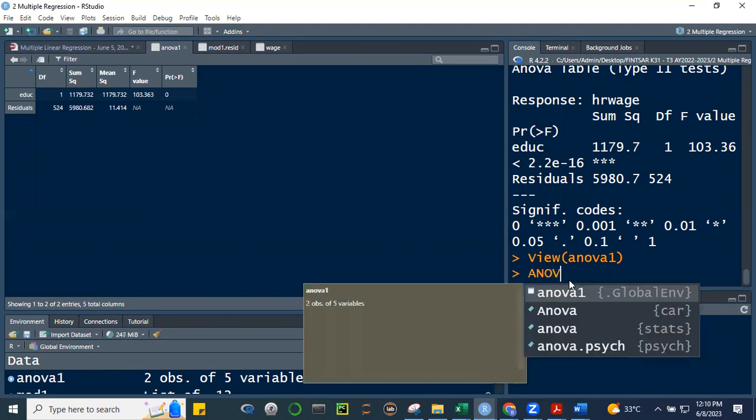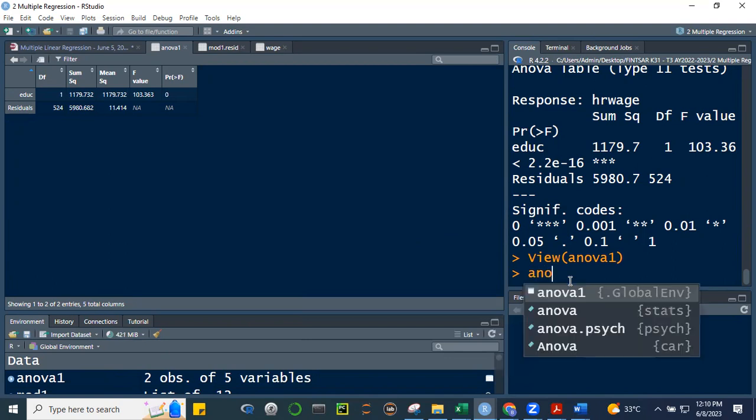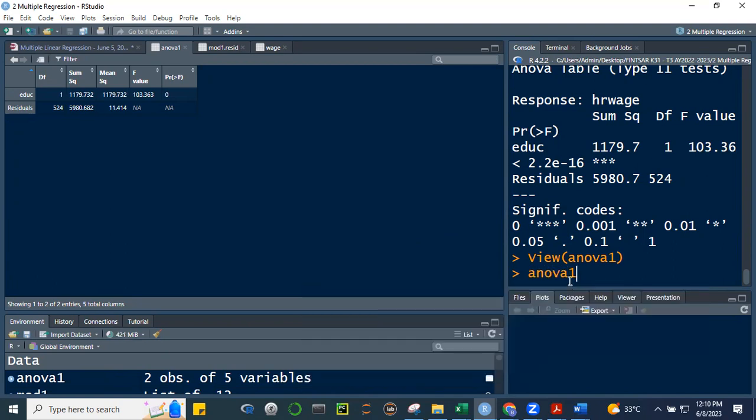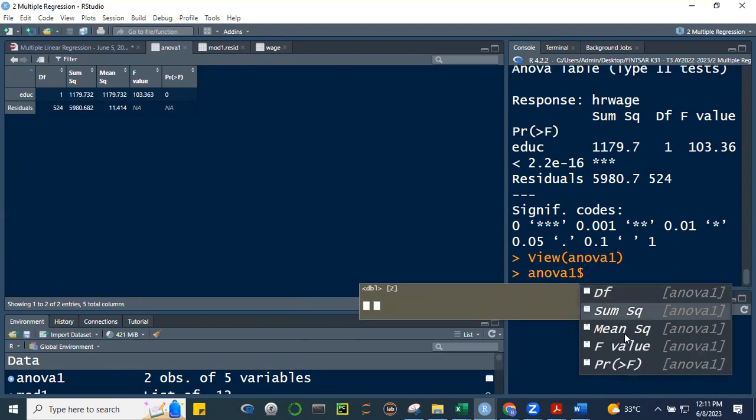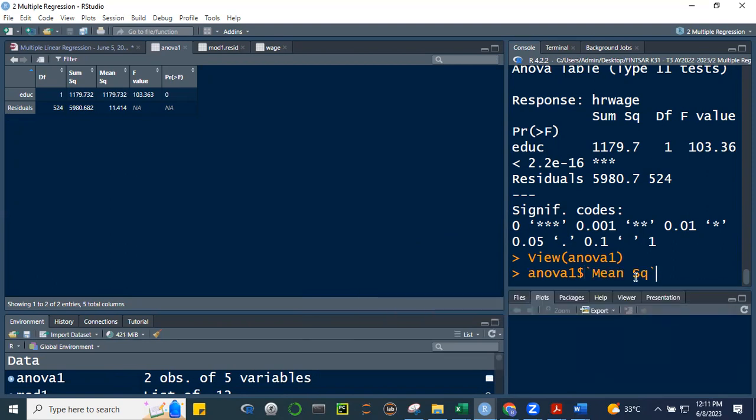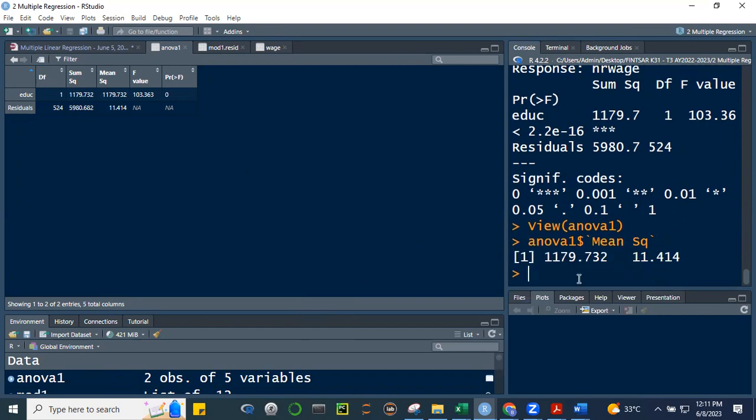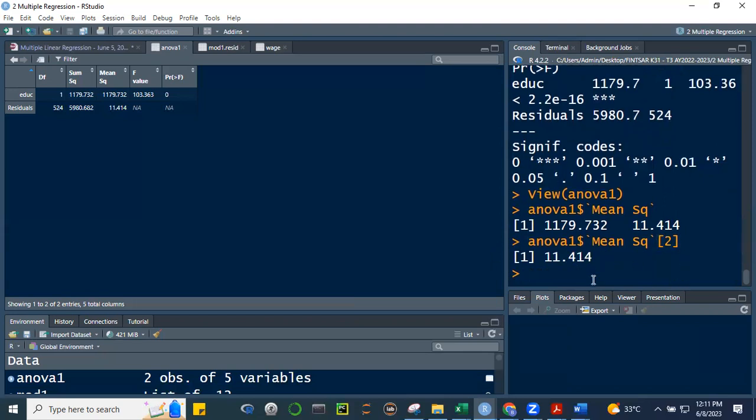ANOVA. What is our object? We call it ANOVA 1. Then what are its contents, class? Here, mean square. We have two mean squares. If we subset, we get two. If we only want one, the second one, number 2, which is your 11.414. Right?